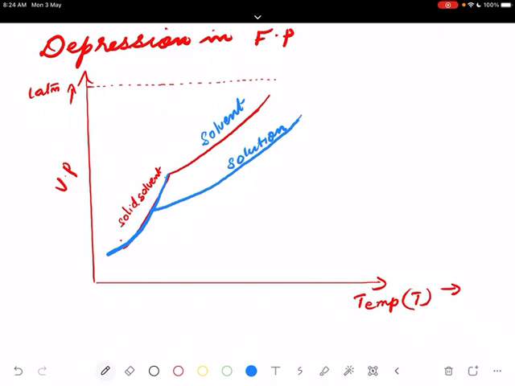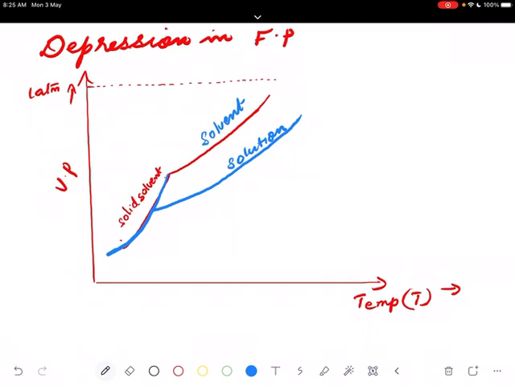Solution will freeze when its vapor pressure becomes equal to the vapor pressure of the solid solvent. If it is liquid water, solid solvent is ice. A solution will freeze when its vapor pressure will be matching with the vapor pressure of the solid solvent.